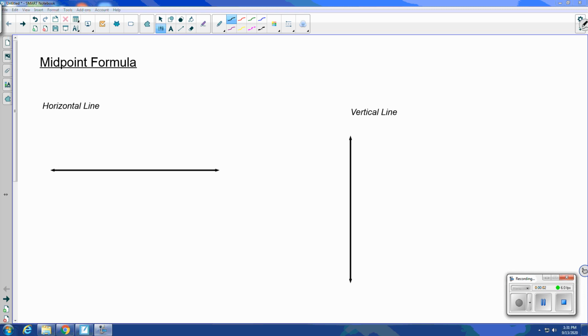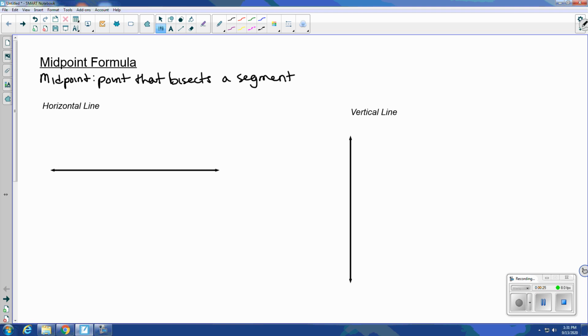The midpoint formula. So let's recall that a midpoint is a point that bisects, which again means cut in half or divide into two congruent parts, a segment. So we're going to start with just looking at a horizontal line and a vertical line and then carry that over into a coordinate plane.